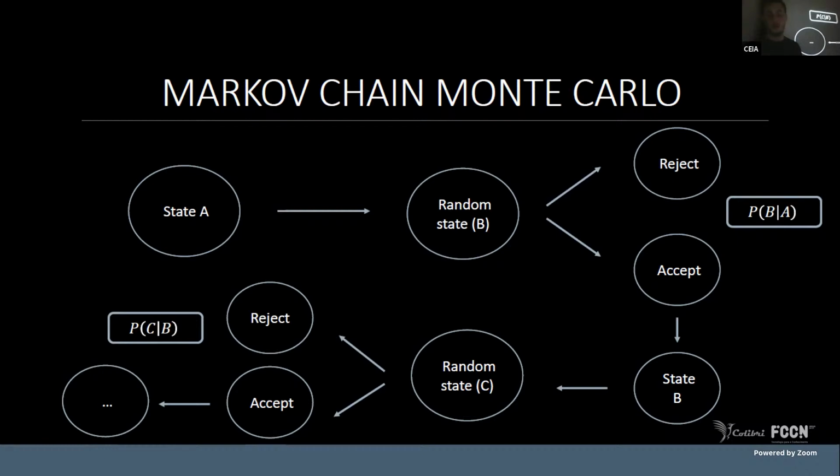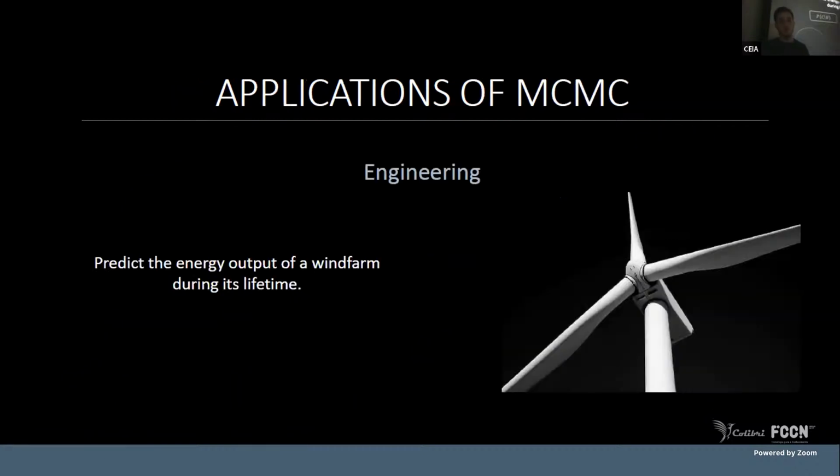Yeah, okay. So now, this is all very theoretical, but what can this be used for? I'll just give you a couple of examples. So for example, in engineering, let's say you're building a wind farm and you want to know if it's going to be profitable or not. You can actually use MCMC methods to predict the energy output of a wind farm during its lifetime.